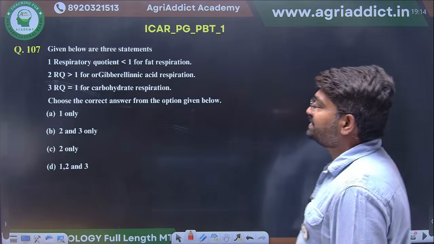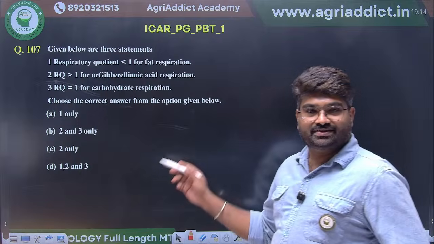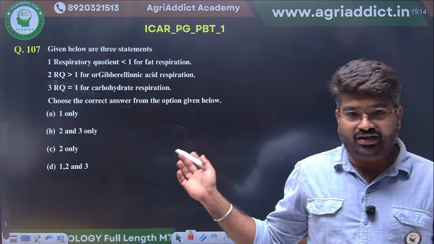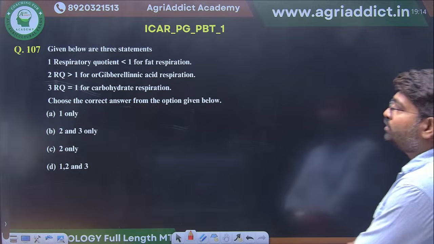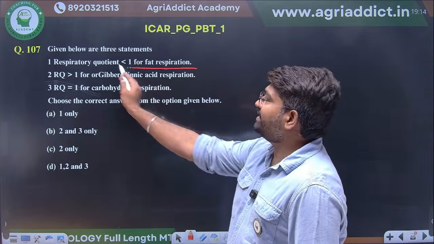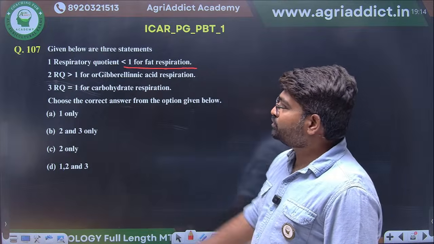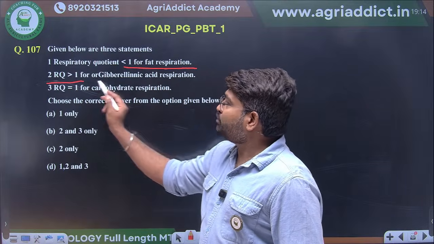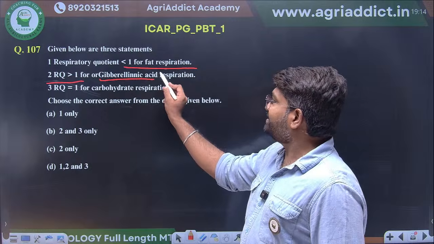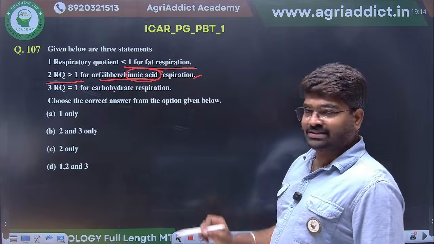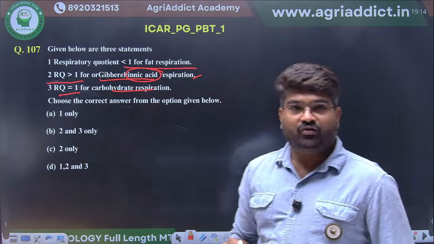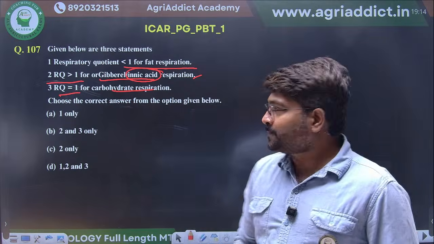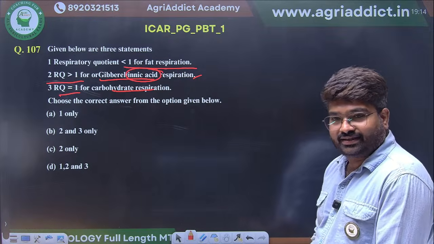Next question. This we already saw. Just a simple question, solve it, students. This concept we already saw. Statement 1: respiratory quotient is less than 1 for fat respiration. Statement 2: RQ will be greater than 1 for gibberellic acid respiration. Statement 3: RQ will be equal to 1 for carbohydrate respiration. What will be the answer, students? Which statements are correct?